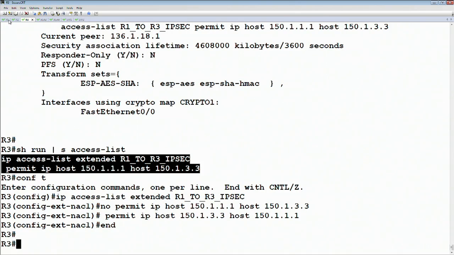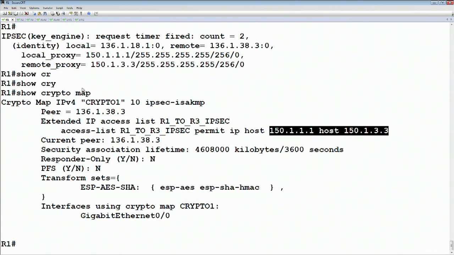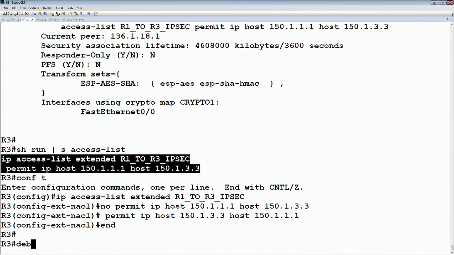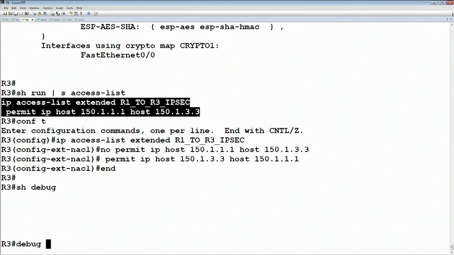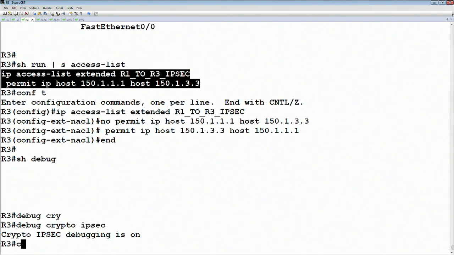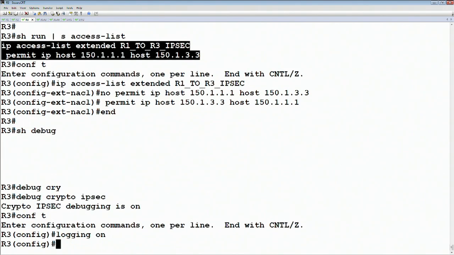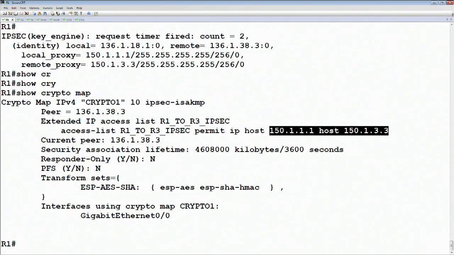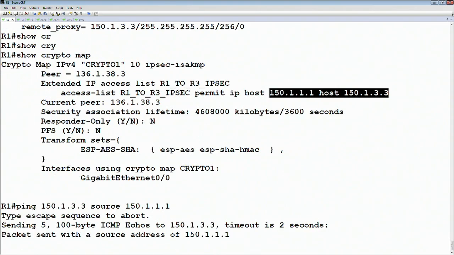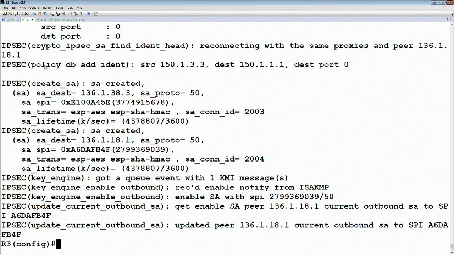Okay, let's try this again now. So from router 3, let's look at now the debug, or let's show debug. Debug crypto IPsec. And initiate the traffic from router 1 again. Now, we don't need to look at the debug crypto ISAKMP because the phase 1 proposal already went to quick mode idle. So we know that it's not a problem with ISAKMP.